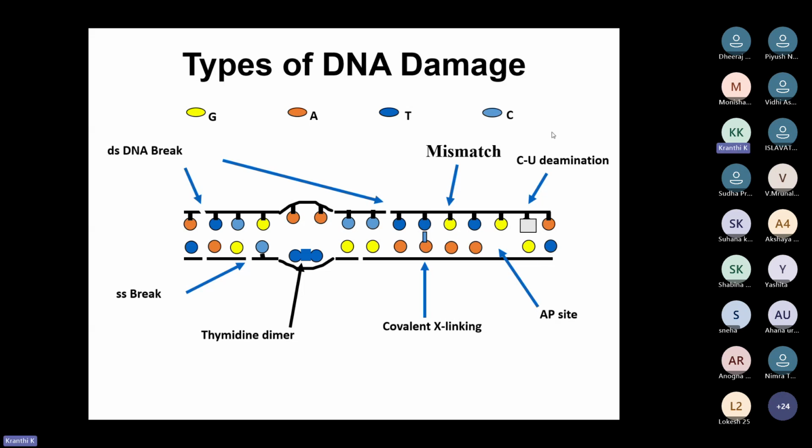Got it? So deamination. Deamination means here there is a cytosine. It got deaminated, then it converted to uracil. The uracil should not be here in the DNA. But here, because of the deamination of the cytosine, the uracil came. It should be in the RNA, right? But here the uracil is linked. So these are all the different types of DNA damage.